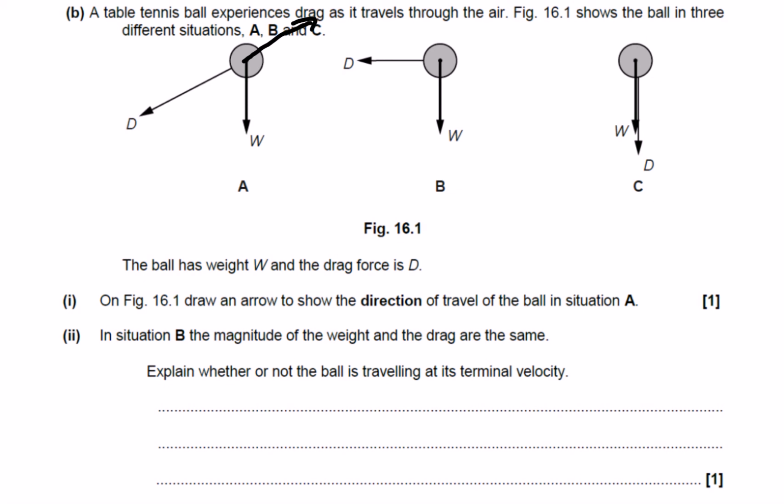Well, if we're in situation B, these two forces are of equal magnitude, but they're not in the opposite direction. So if I was to add those two forces together, let's just make a little sketch of that up here. So I would have D, and then I would have W, drawing them out tip to tail. Therefore, my resultant force would be that. So if there's a resultant force acting on the object, it cannot be travelling at its terminal velocity.